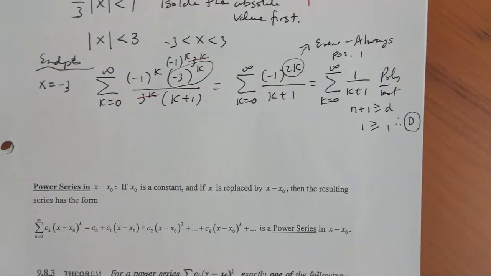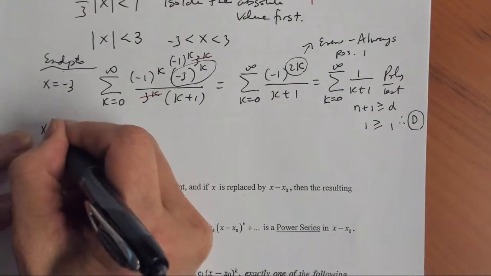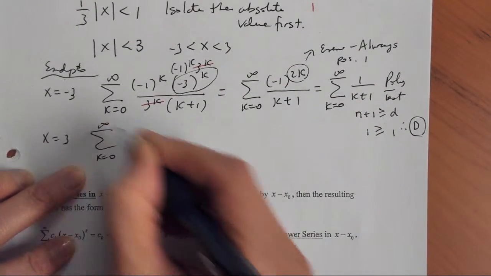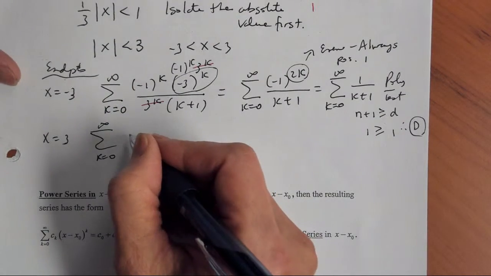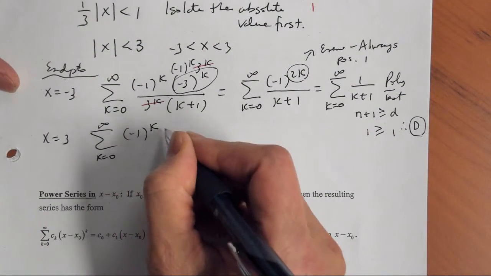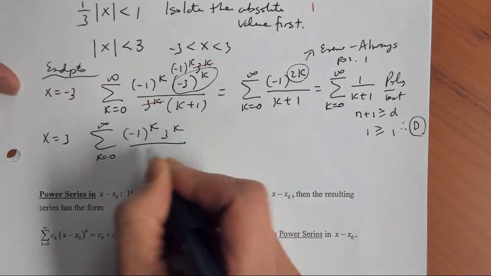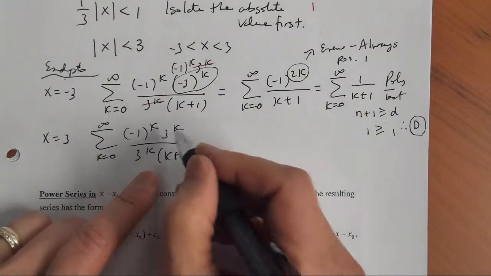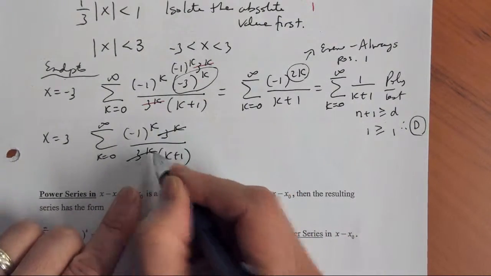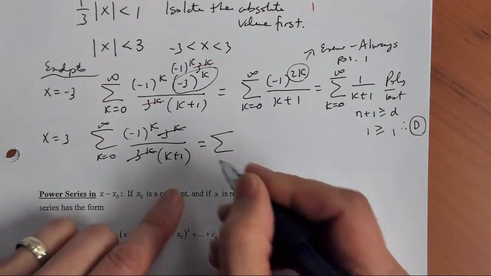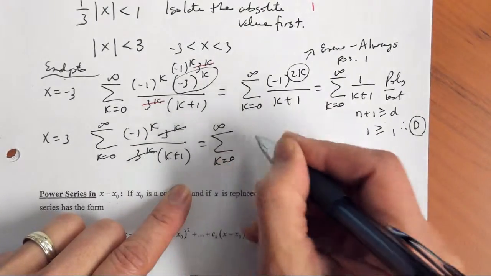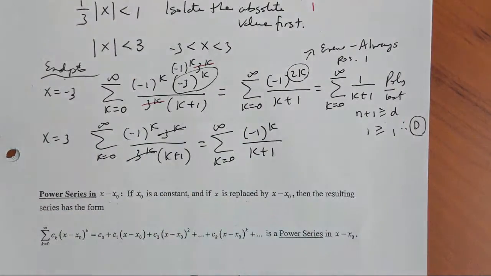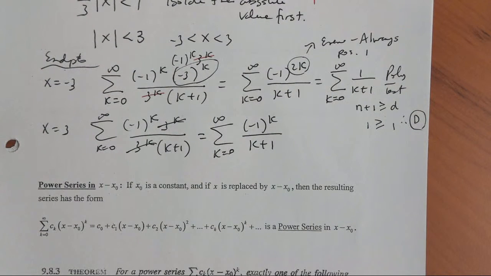All right, so then we know that it's not going to include -3. How about at x is equal to 3? So then this will now be k equals 0 out to infinity, and you'll have -1 to the k and 3 to the k all over 3 to the k times k plus 1. So this one is going to cancel with this, and the alternator here will still stay. So it's k equals 0 to infinity, -1 to the k all over k plus 1. All right, what happens with that one?